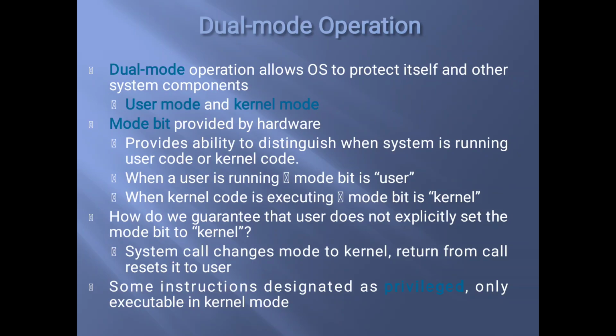Dual mode operation allows the OS to protect itself and other system components. There are two modes, user mode and kernel mode. Mode bits are used to represent which mode is active. When the user is running, the mode bit is 0, which is user mode. When kernel code is executed, the mode bit is 1, which is kernel mode.